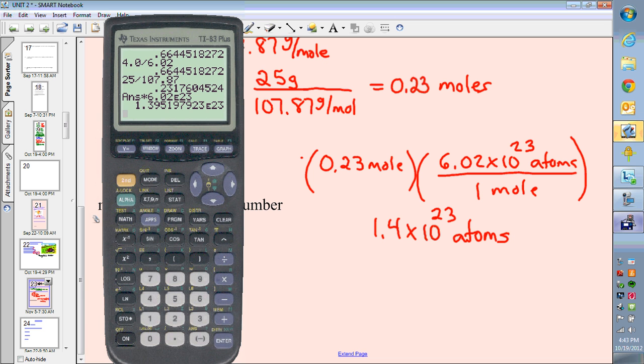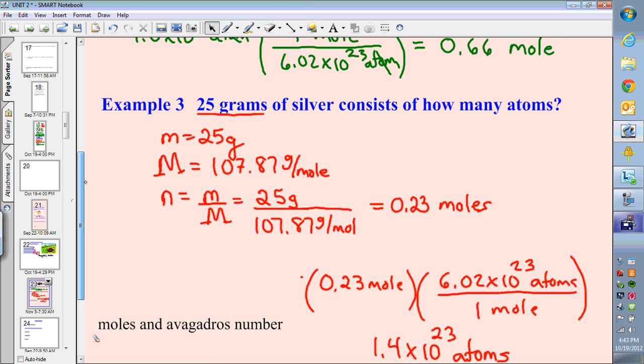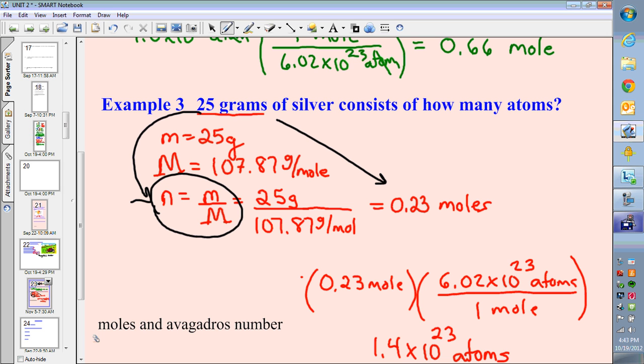Okay, so to do this question, we had to first convert grams into moles, so we use this formula to do that. So 25 grams became 0.23 moles. Then we took 0.23 moles, multiplied by Avogadro's number, and we got the number of atoms as 1.4 times 10 to the 23. This should give you lots of guidance to be able to solve Avogadro's number questions in terms of how many atoms and moles. Hope this works out well for you.